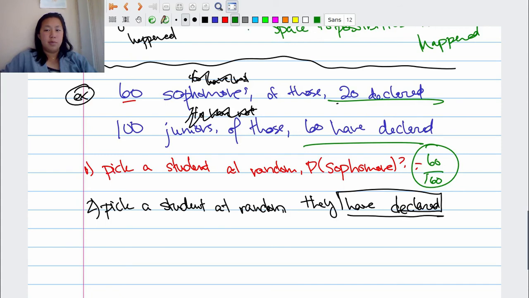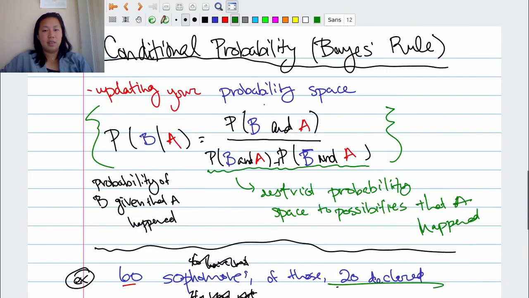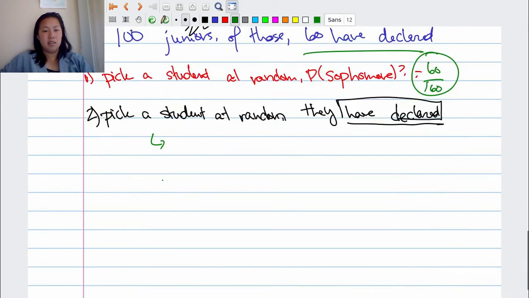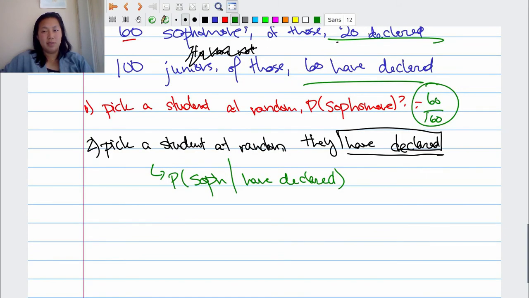So here, if you go back to the formula up here, this would be the probability that they're a sophomore given that they have declared. There are 20 sophomores who have declared, so that's 20, divided by your full probability space, there's 80 students total who have declared. So this is your probability for that one.